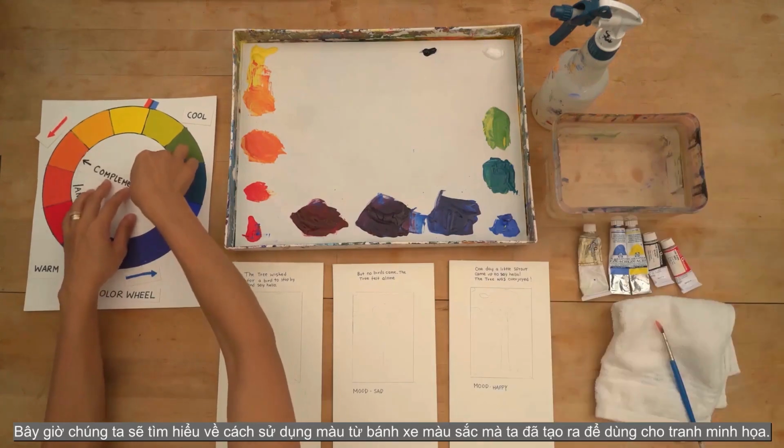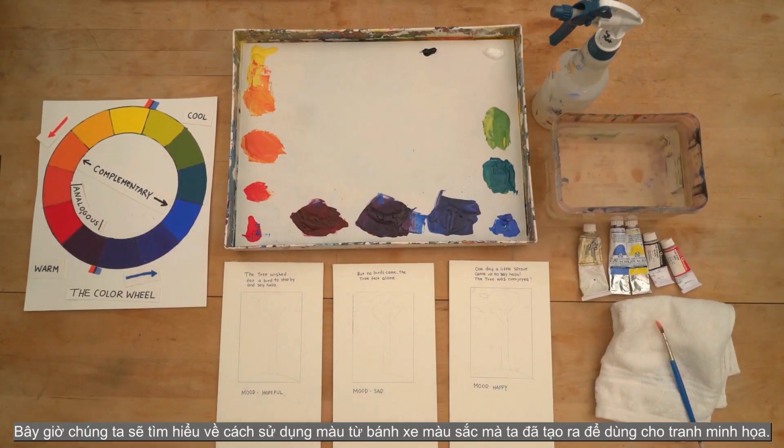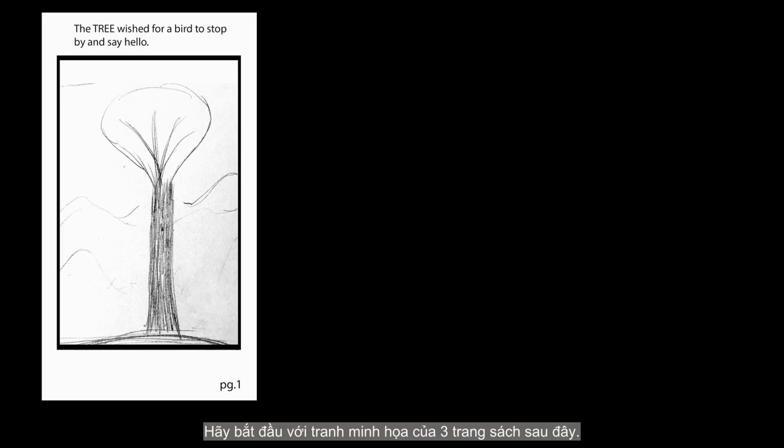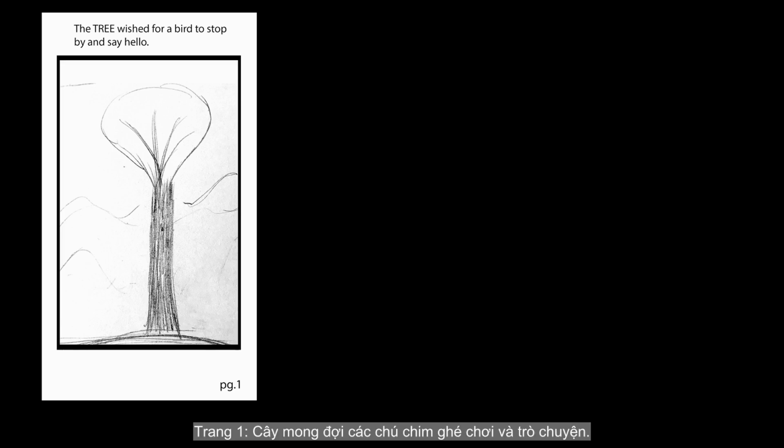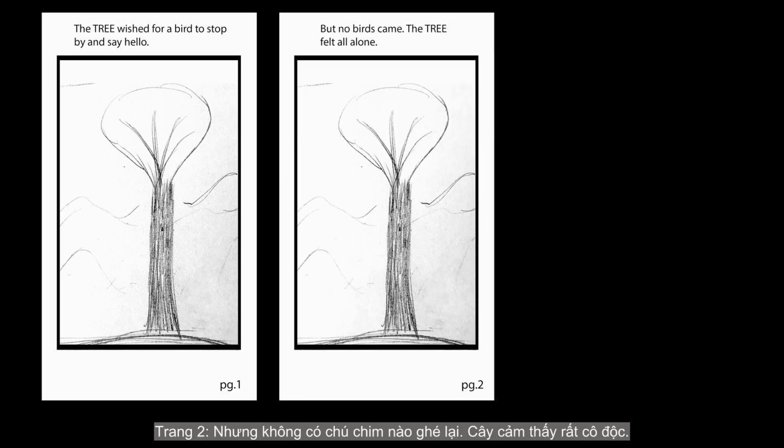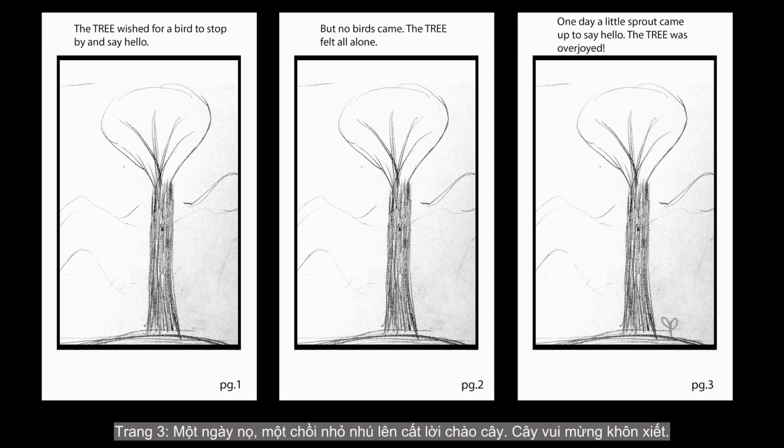Now let's move on to how to use the color wheel you created to help you choose colors for your picture book illustrations. Let's take 3 pages from a story. Page 1. The tree wished for a bird to stop by and say hello. Page 2. But no birds came. The tree felt all alone. Page 3. One day a little sprout came up to say hello.